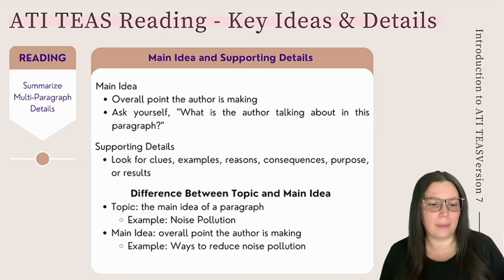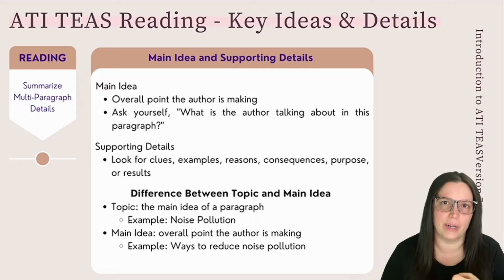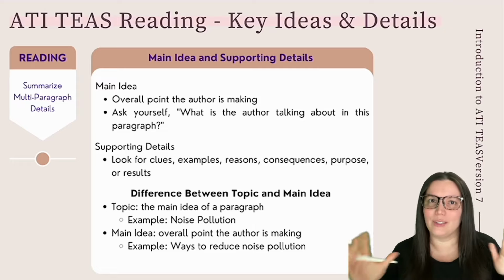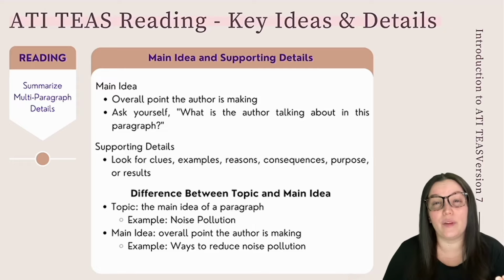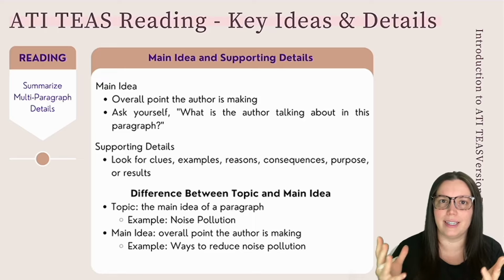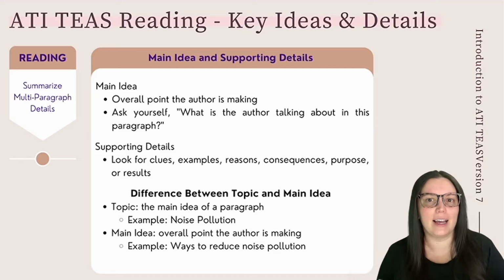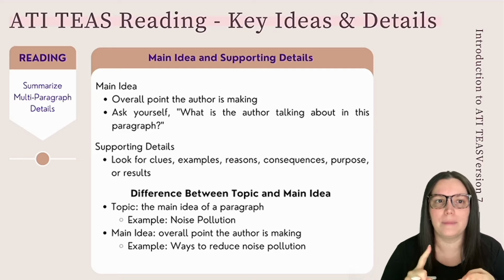So another subtopic underneath summarizing multiple paragraph details is main idea and supporting details. Now hang out with me, this one's going to be a little bit of a longer one. So the main idea of a paragraph can be identified by finding the topic sentence, which is usually the first sentence in a paragraph. The main idea is the overall point that the author is trying to make in that paragraph. What is the author's claim, message, or thesis? All of the other sentences in the paragraph support and develop that main idea.